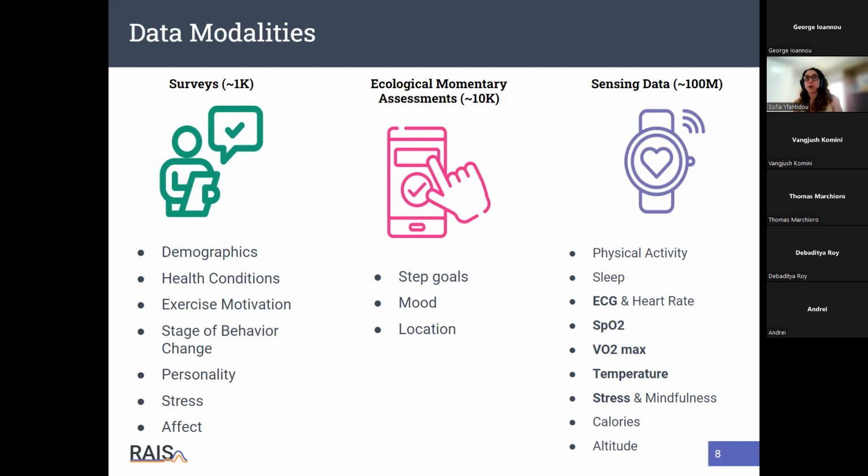And then we have the SpO2, or oxygen variation, which is essentially measured every night. So when the users go to sleep, Fitbit Sense measures approximately how much their oxygen variation is, their SpO2 levels, and gives, let's say, an approximation. We also have VO2 max, which is an estimation of how fit the user is, temperature, skin temperature, stress and mindfulness sessions, calories, and altitude. Note that the types in bold are quite new in terms of modalities in commercial wearables, and hence they cannot be found easily in other datasets in the wild.